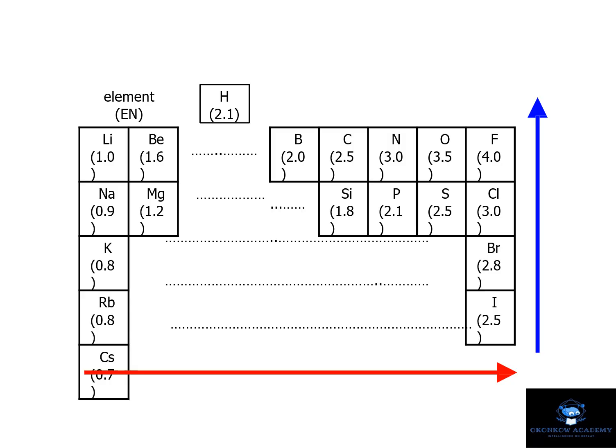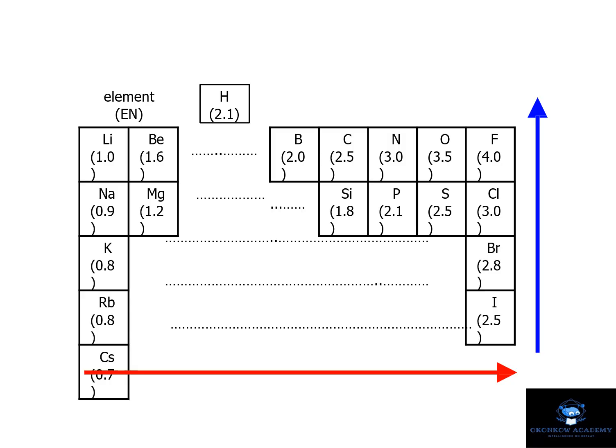As you can see here by the blue arrow pointing upwards, notice that alkali metals on the left, such as lithium, sodium, potassium, have very low electronegativities, meaning they readily give up electrons. These values predict bond polarity, which drives reactivity.